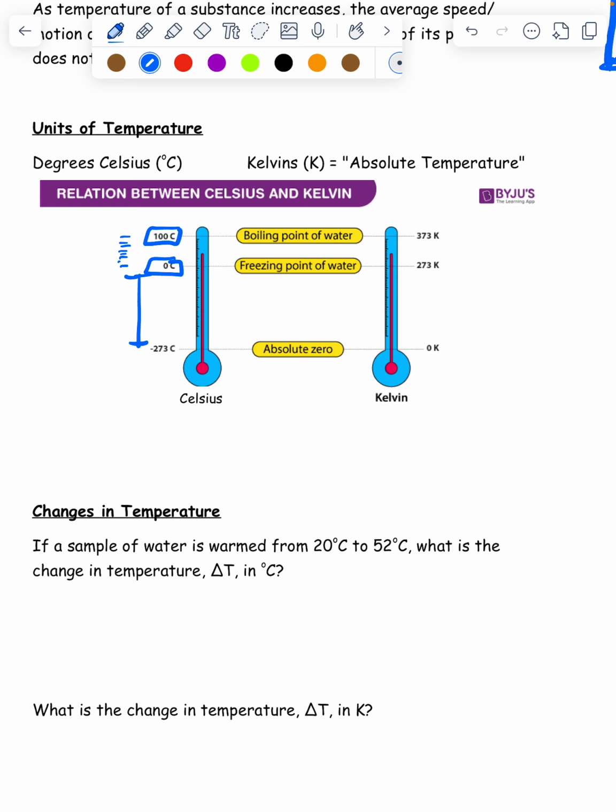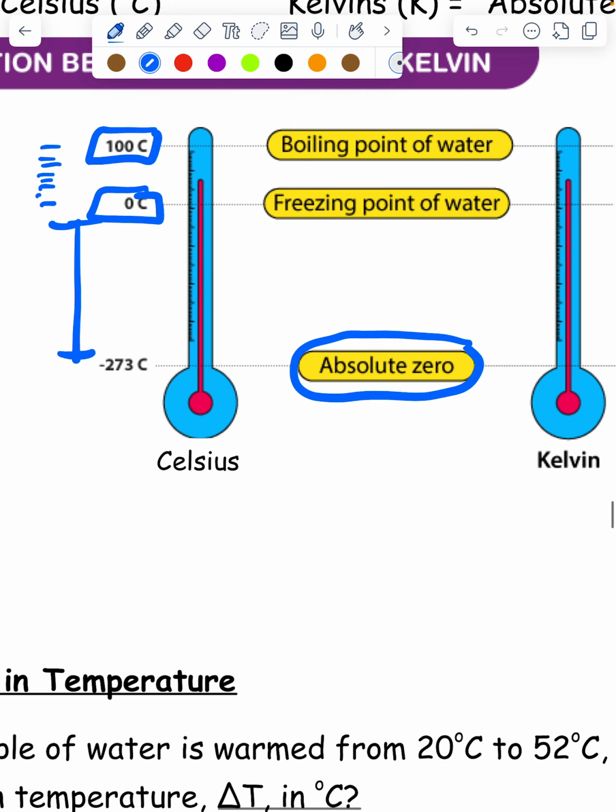So it turns out that there is an actual lowest possible temperature. Absolute 0 is what it's called. This is where all particle motion would stop. If all particle motion stops, there's no kinetic energy, therefore there's no temperature. And so you can calculate that value. Even in our lab, we could calculate this value fairly accurately to be negative 273 degrees Celsius.